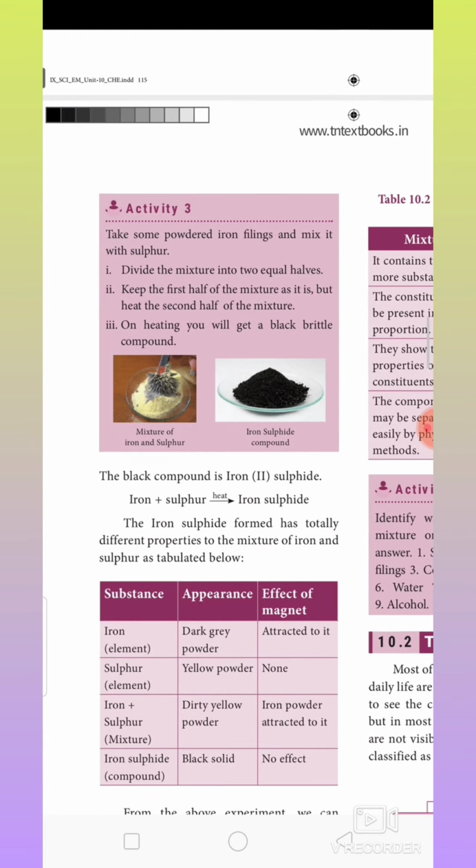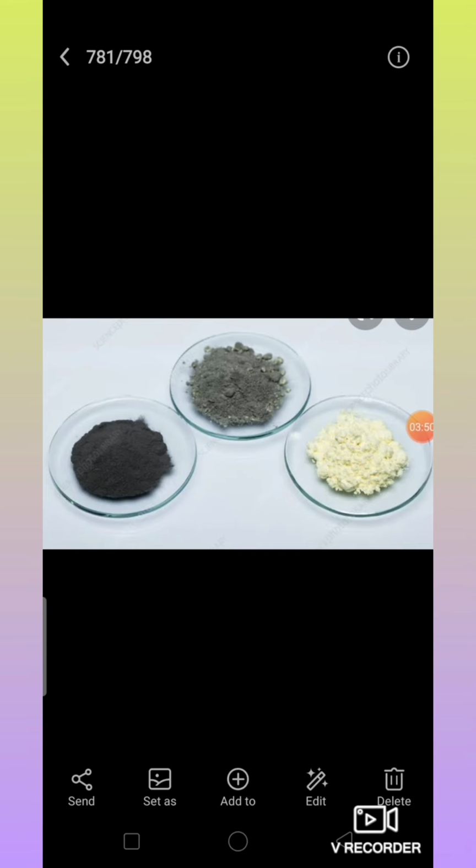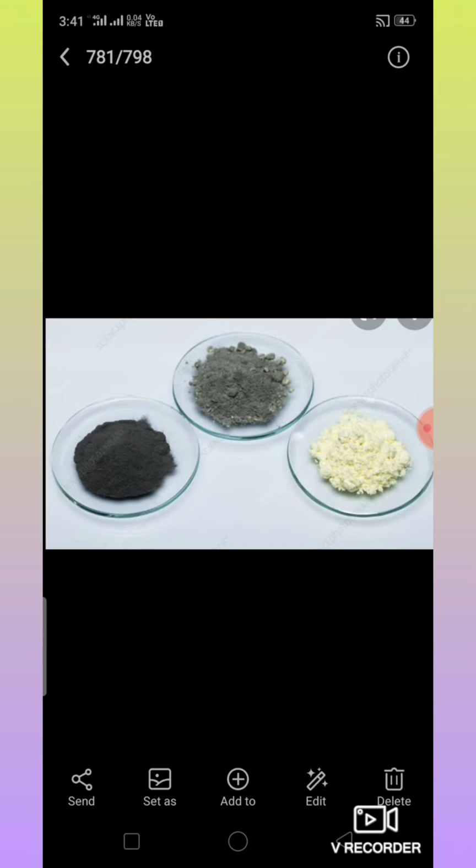Here in your textbook, in activity 3, they have shown you a beautiful example which helps you to distinguish between mixture and compound. I would like to show some slides regarding this. Let's see activity 3 in your textbook. You have to take some powdered iron filings and you have to take sulfur, and mix both of them. Iron filing is dark in color and sulfur is yellow. You mix both of them and get the center one, that is grey in color.